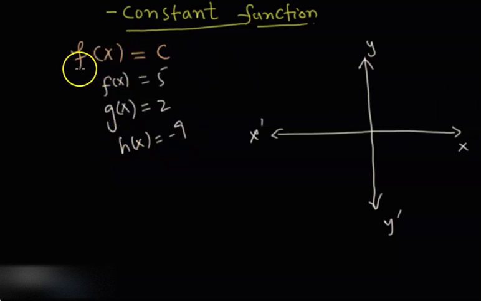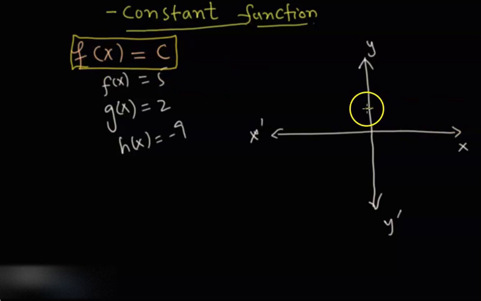The graph of a constant function is a horizontal line. For example, if this c is 5, then it will be here, and you will draw a horizontal line this way at y equal to 5. Of course, f of x equal to 5 means y equal to 5. If it is any other value, let's say some value c, it remains a horizontal line.